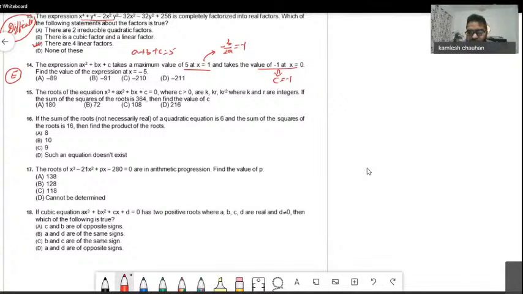Yeah, means these are in GP and integers. If sum of squares of roots is 364, find the value of C. C is product of roots. Okay. Now, this is what I can, sum of squares of roots. This is what we are given. Okay. Now, these are the roots we have. Okay. C by 1 is product of roots.